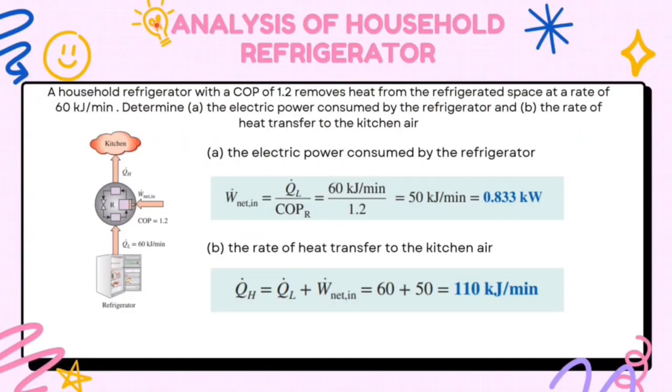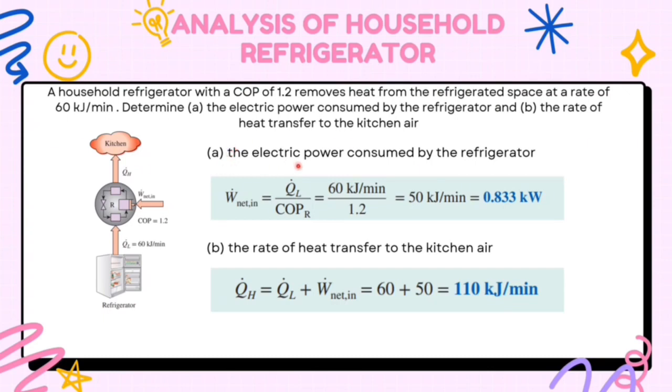We move to exercise 1, analysis of a household refrigerator. The question is, a household refrigerator with a COP of 1.2 removes heat from the refrigerated space at a rate of 16 kJ per minute. Determine the electric power consumed by the refrigerator and the rate of heat transfer to the kitchen air. So this figure is the schematic of the question.